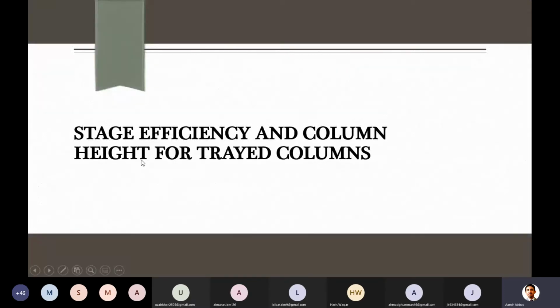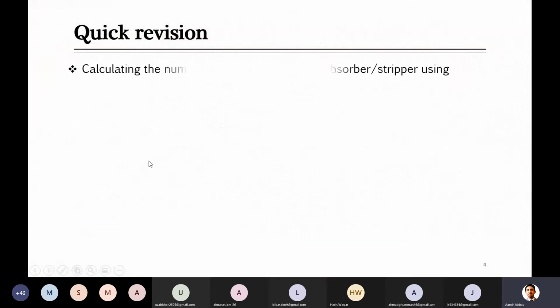Last time, the things which we covered, I will quickly revise them. We started the design of the tray tower, and because this is the last lecture, today we have to conclude. So before that, just a quick summary of all that we have discussed so far.